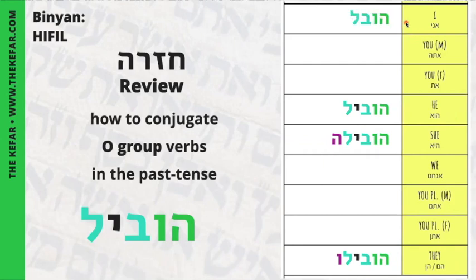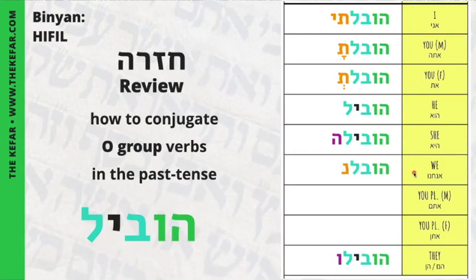So ani hovalti, okay? We went from hovil to hoval. So ani hovalti, ata hovalta, at hovalt, anachnu hovalnu, atem hovaltem, and aten hovalten. Okay, so hovalti, hovalta, hovalt, hovil, hovila, hovalnu, hovaltem, hovalten, hovilu.